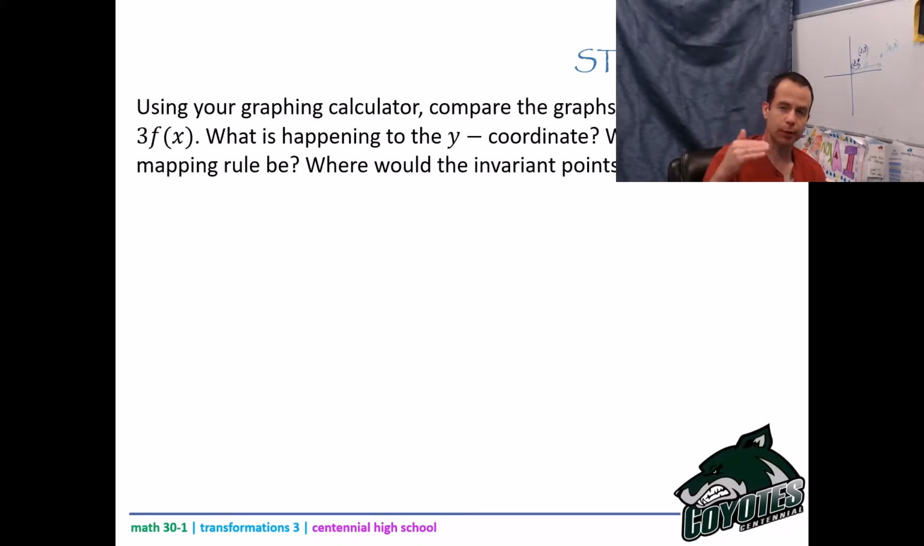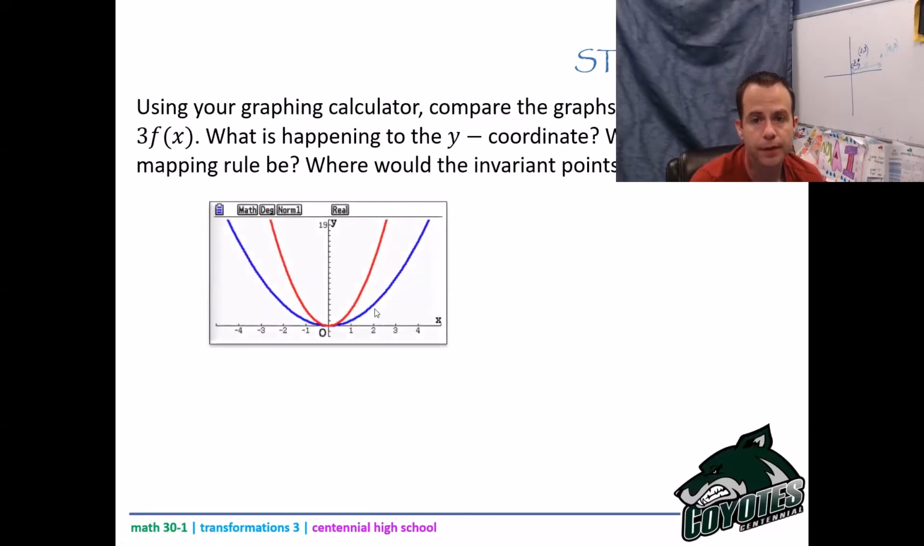So what I want you to do is I want you to put x squared into your y1, and then 3 times f of x. Well, remember, f of x is x squared. So 3 times f of x would be 3x squared. So that's what's going to go into your y2. Okay, now what I want you to do, this is what the picture should look like. Okay, so the blue graph is the original, and the red graph is the new guy. So the blue graph is x squared, and then the red graph is 3x squared.